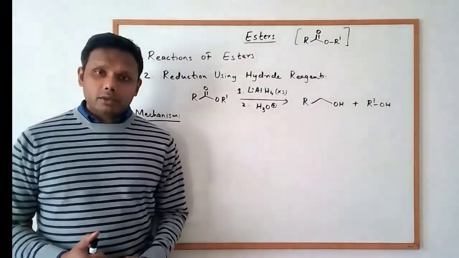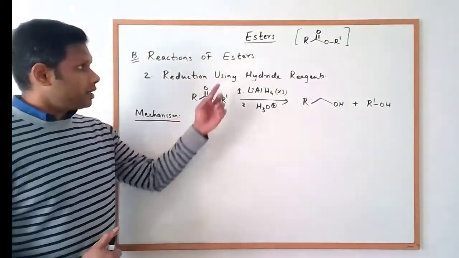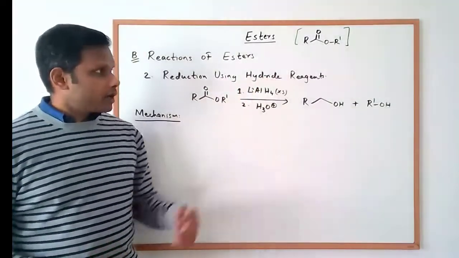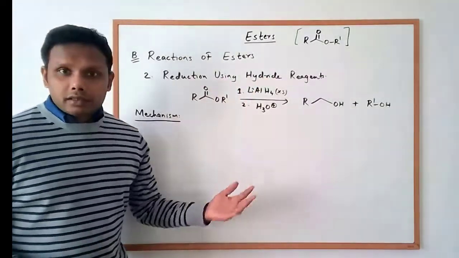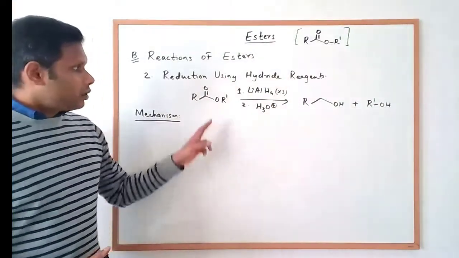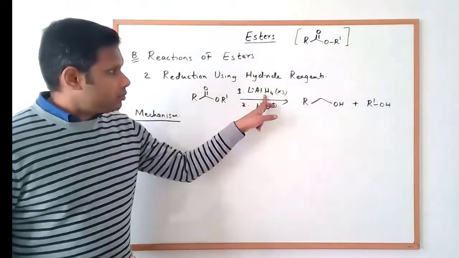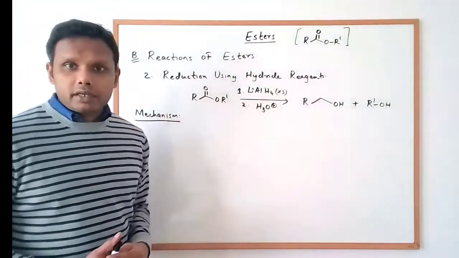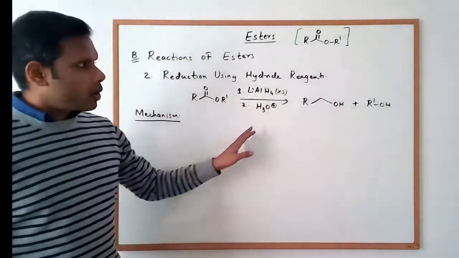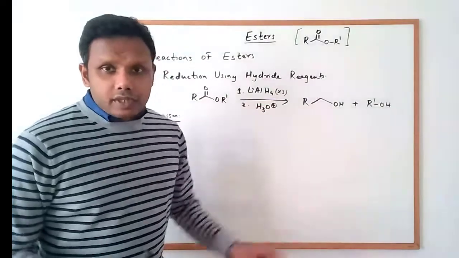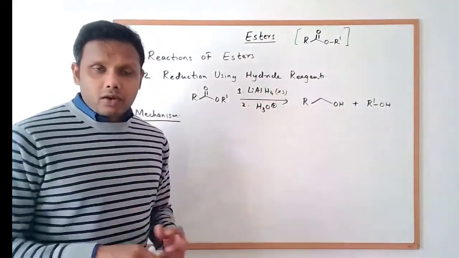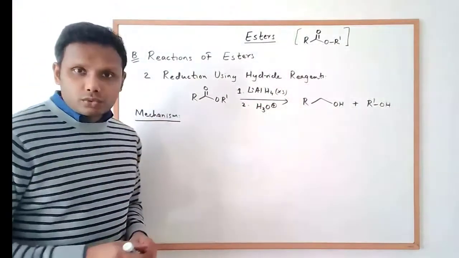Next, we are going to look at the reaction of esters with hydridic reagents or hydride reagents, like lithium aluminum hydride. When an ester is reacted with excess lithium aluminum hydride followed by an acidic workup, our product is an alcohol. In fact, we make 2 alcohols here, okay? And I'll walk you through that.